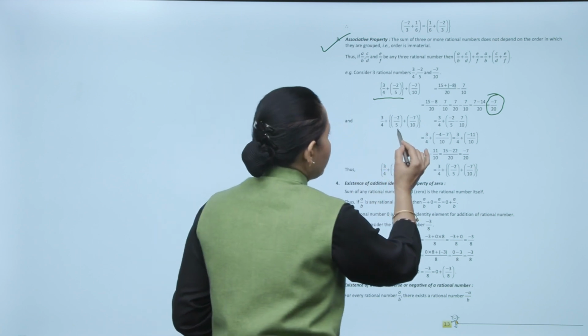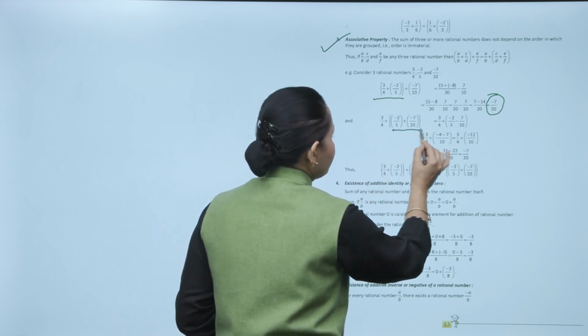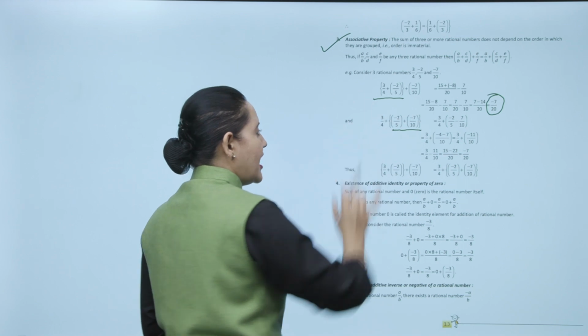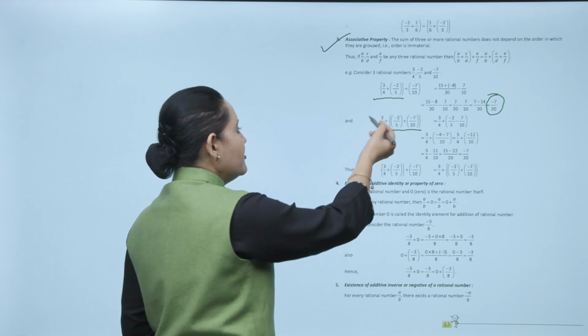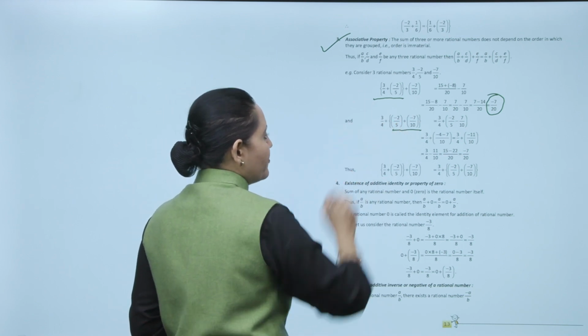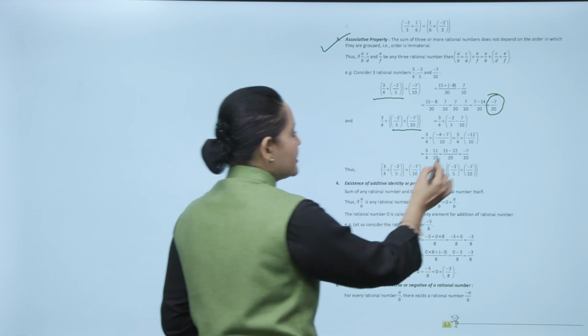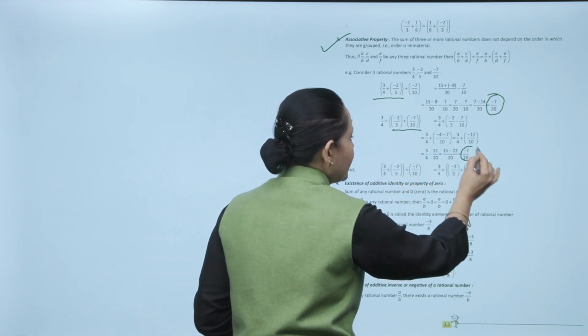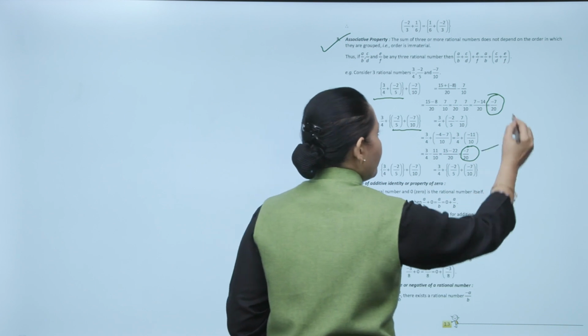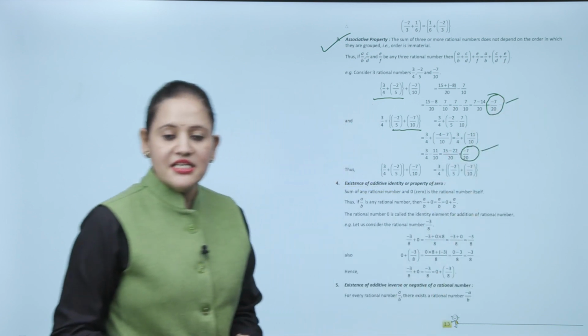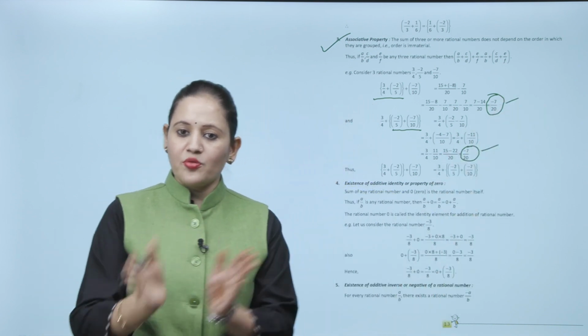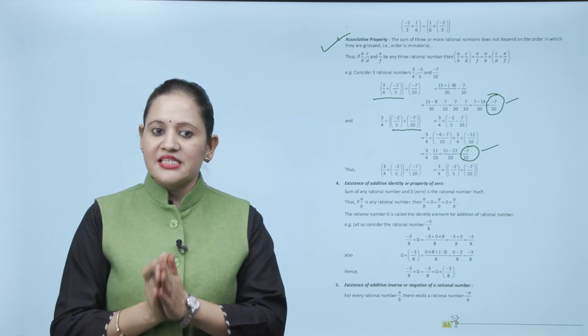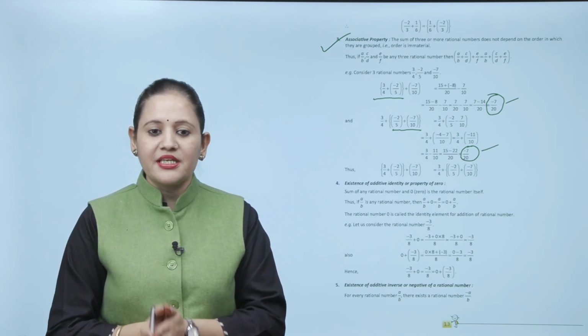Now we change the grouping. Now हमने -2/5 and -7/10 की ग्रुपिंग कर दी है. First we will add these two rational numbers, then जो भी आएगा sum उसमें 3/4 ऐड करेंगे. In this case we get the sum -7/20. In both the cases, the sum will remain same. So if we change the grouping, the sum will remain same. That is associative property. Clear?